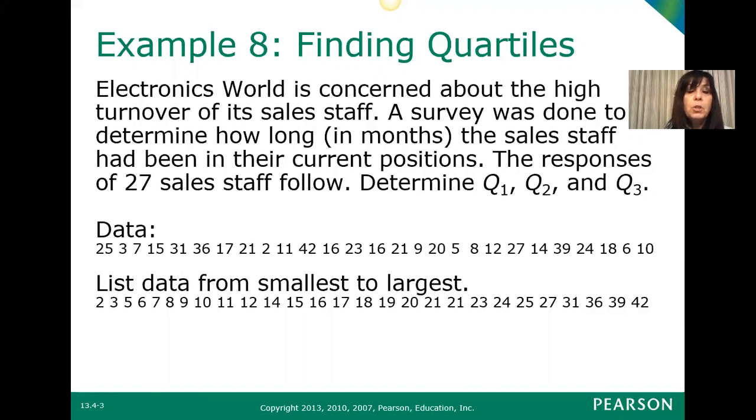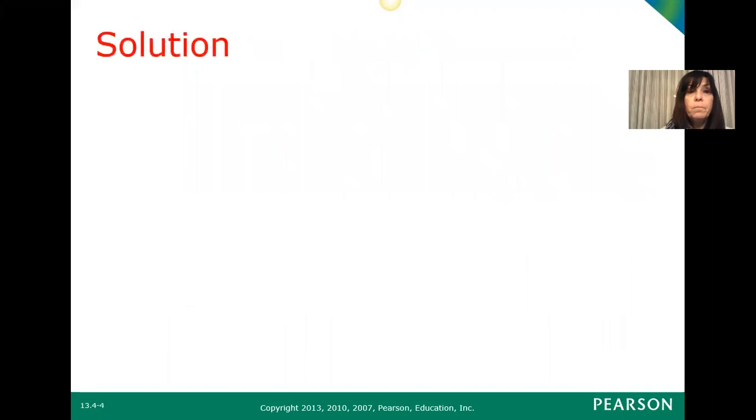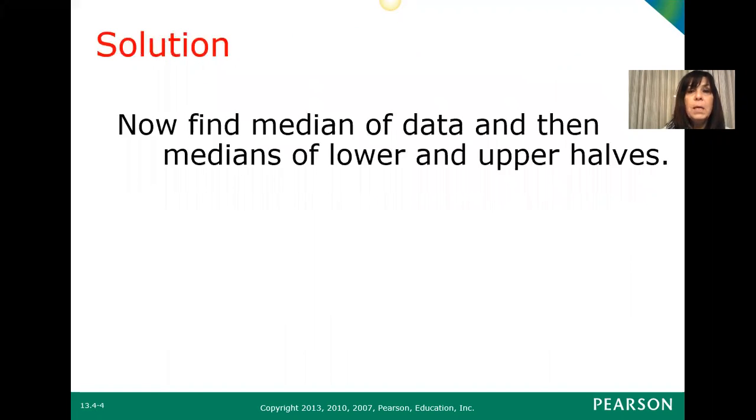And the first thing you must do is take all of that data and you must arrange it from low to high. So I've got the original data in the first line, and then I've arranged it from low to high. Once we do that, the first thing we will do is find the middle of all the data. Now, since we do have 27 pieces of data, we will have a middle. So the first thing we will do is find the median of the whole set of data.